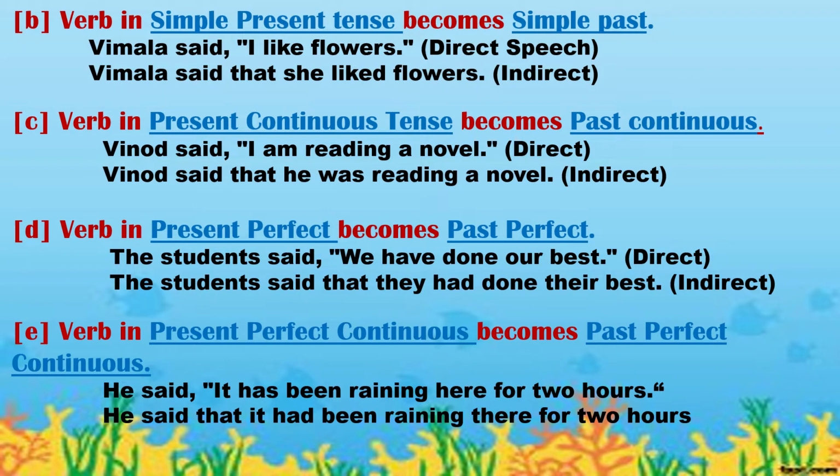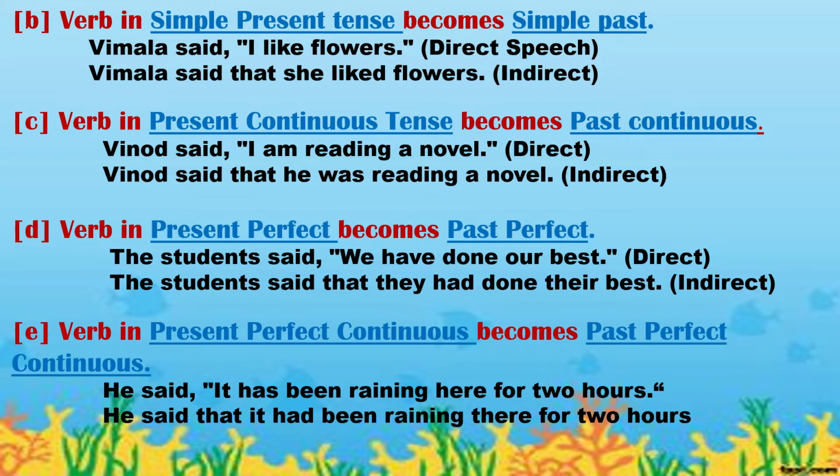Two, verb in present continuous tense becomes past continuous. Example, Vinod said, "I am reading a novel," is a direct speech. In indirect speech, Vinod said that he was reading a novel. The present continuous tense in direct speech changes into past continuous in indirect speech.